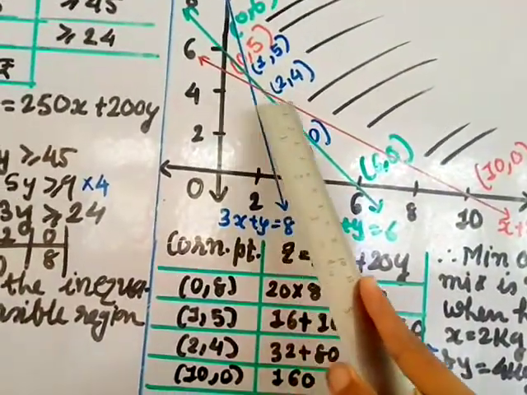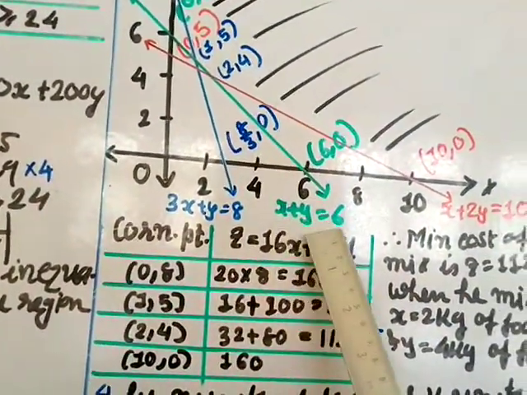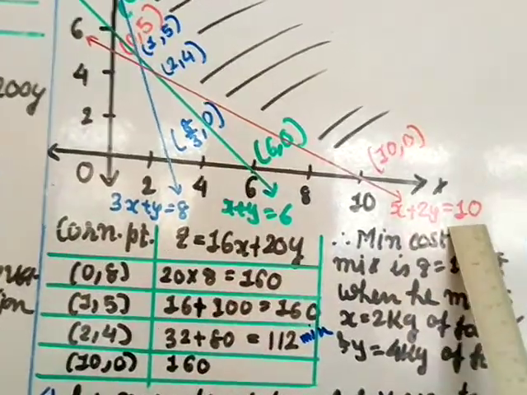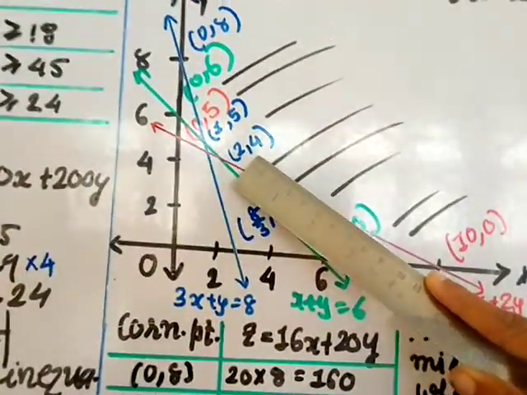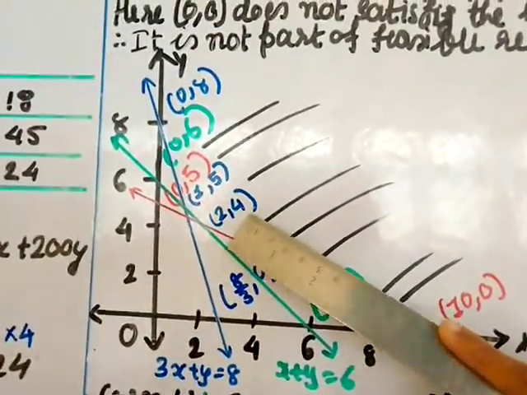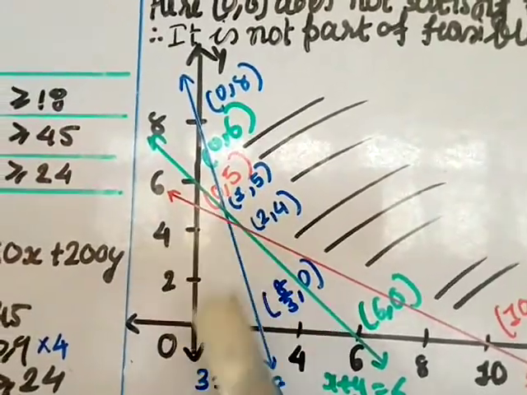And for this point I am solving these two lines, that is x plus y is equal to 6 and x plus 2y equal to 10. So when you solve, you get x value as 2 and y value is 4. Otherwise also you can see very well in the graph.